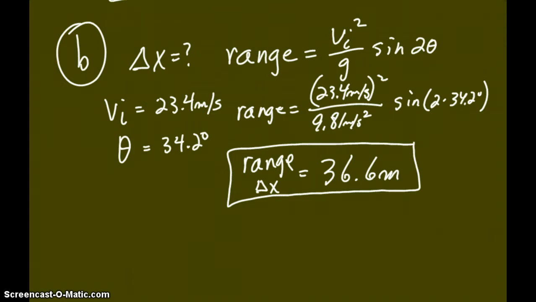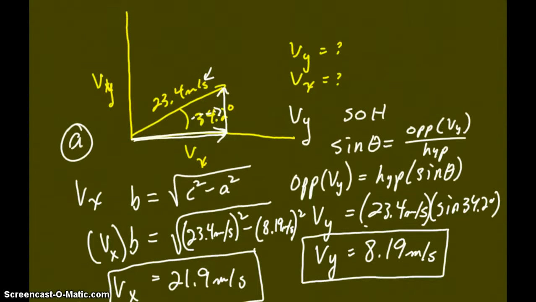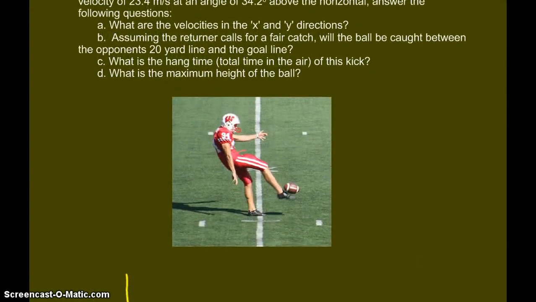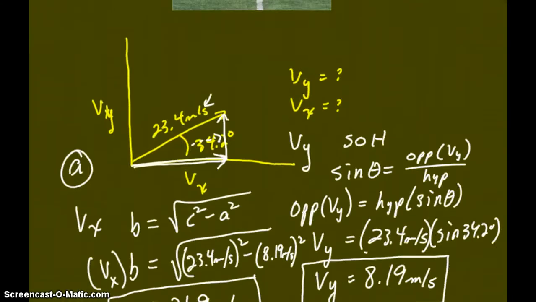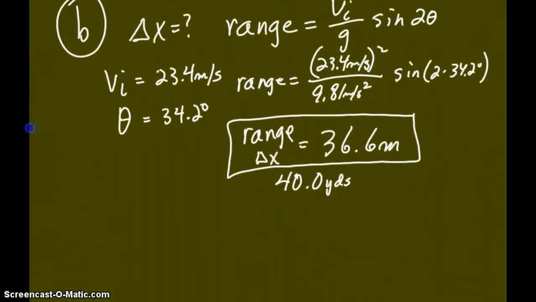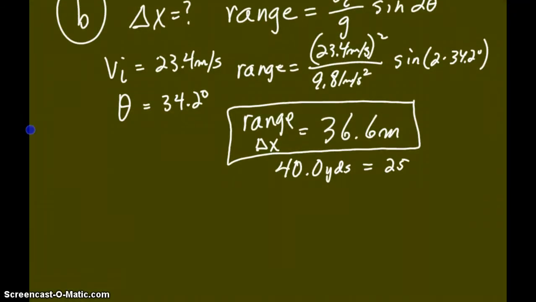Now, there are 0.914 meters in a yard. Therefore, the kick is exactly 40.0 yards. So if he starts on his 35, and he kicks it 40 yards, the ball goes to the opponent's 25-yard line. So it is no. He does not catch it between the 20 and the goal line. Sorry.